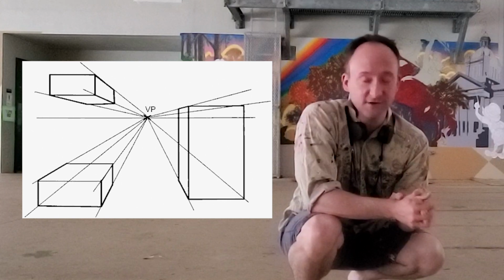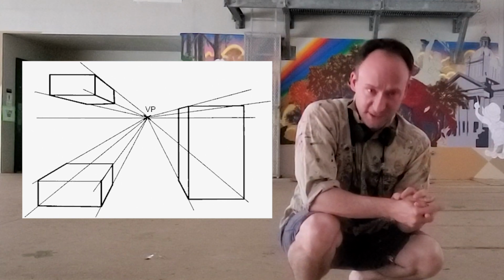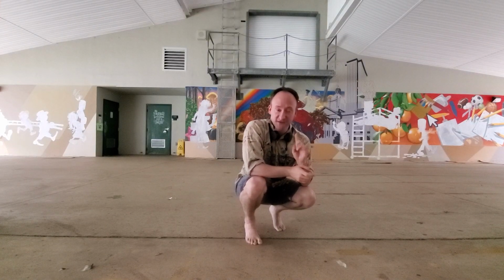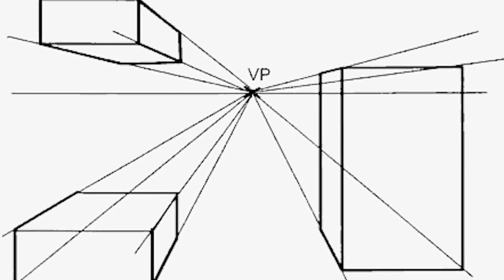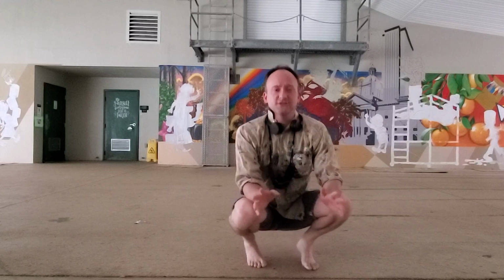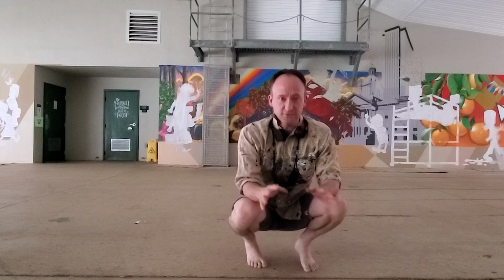We're going to do a very simple introduction to one-point perspective. One-point perspective means that the one point is called the vanishing point, and everything on your picture will seem to vanish or disappear to that one point. The mathematical theory of perspective drawing allowed Renaissance artists to draw the world that they observed more realistically.